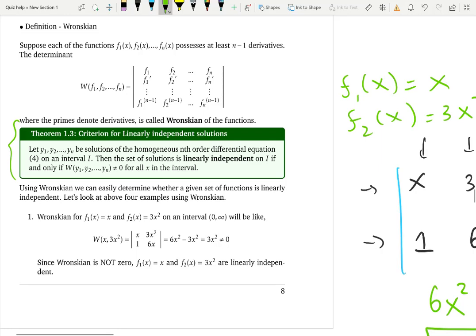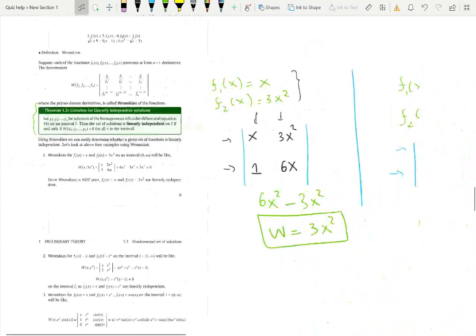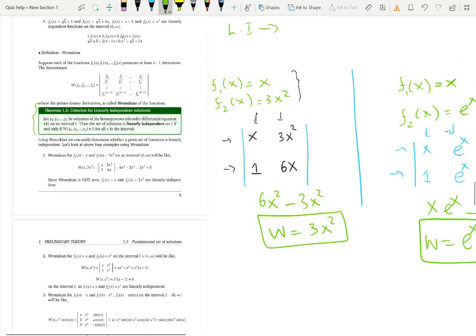So this solution set is said to be linearly independent on that interval I if your Wronskian happens to be not 0 for every x value in the interval. Now this is a very tricky statement, okay? So let's discuss this a little bit. So linearly independent if the Wronskian is not 0 for every x in the interval. Okay, so what does that mean? Digest this very carefully. Okay, so the Wronskian should not be 0 for everything.